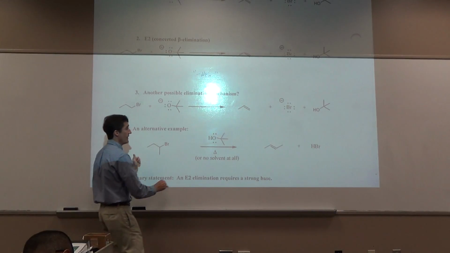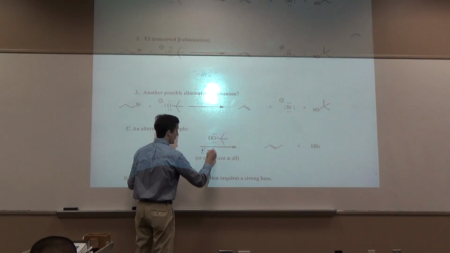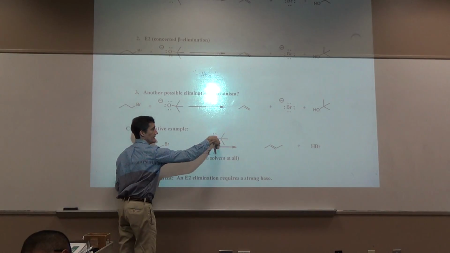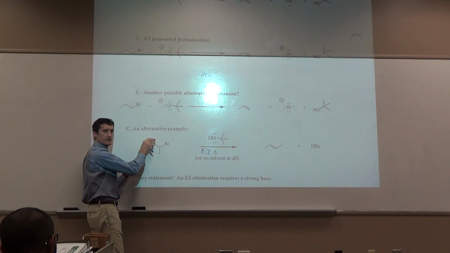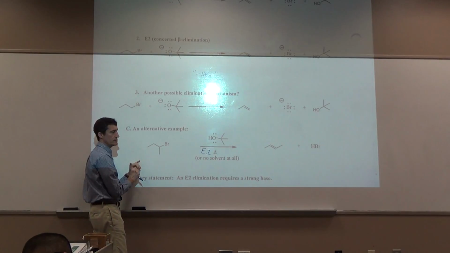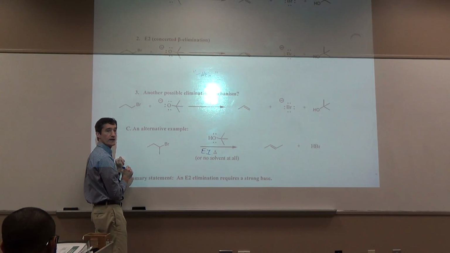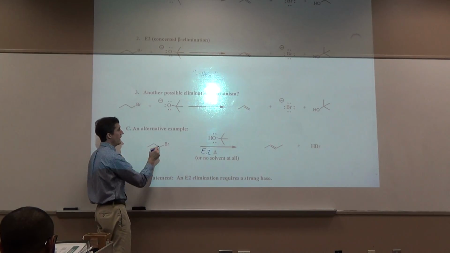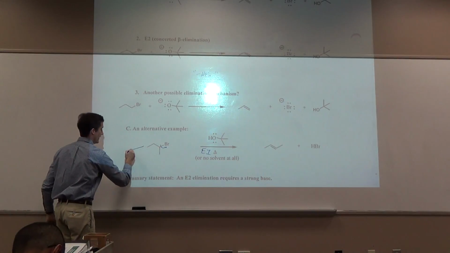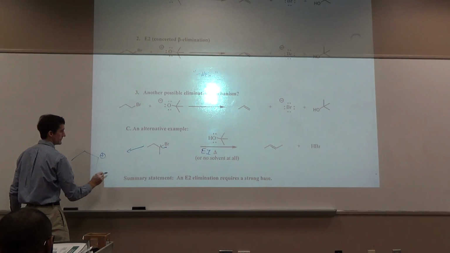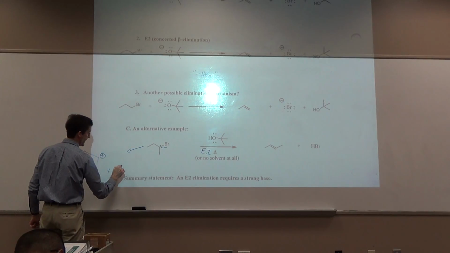Okay? This is a classical E1. Weak base. What happens here? This guy's lazy. It's not going to come in here and take the H and boom. It's too lazy. But if you heat this, what can happen? Ionization. This can just ionize off. Boom, boom, boom. Make a cation, plus Br minus.